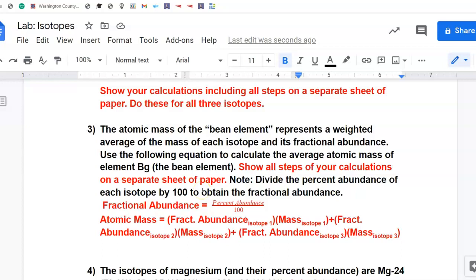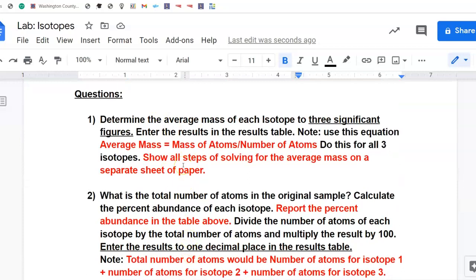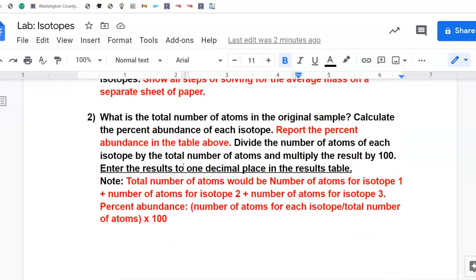Make sure that when you are doing your calculations for all of these, you are first off showing all steps. I need to see every step that you use to solve these problems. That doesn't mean just write the answer, and it doesn't mean try and cut corners. It means show me all the steps that you use to solve for, for example, the average mass or the percent abundance, all those things.